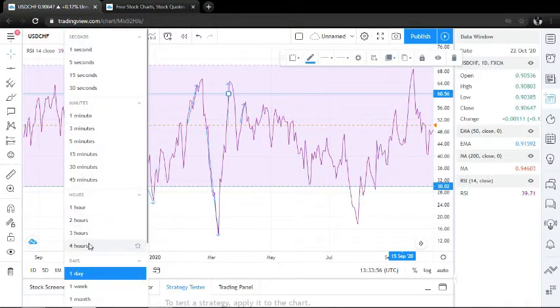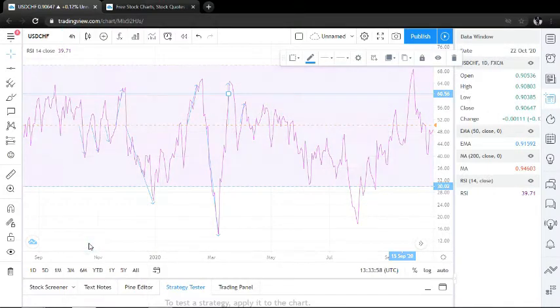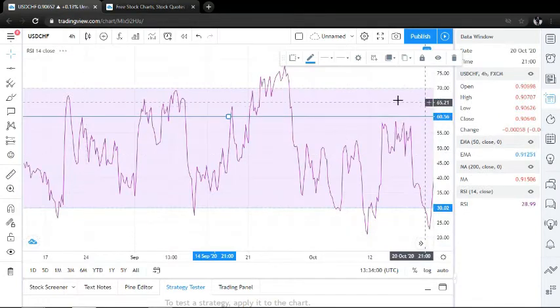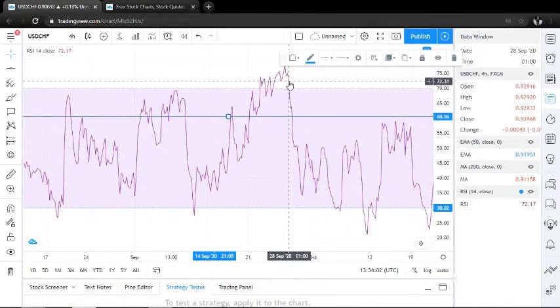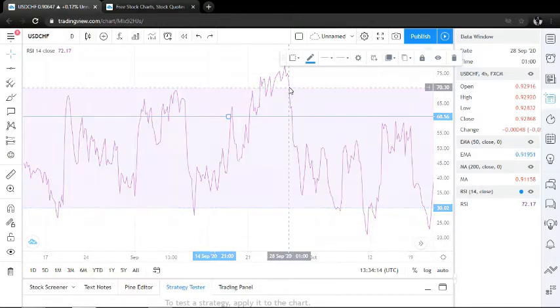For example, if we come down to 4 hour now. If you come to 4 hour, you would see this is the 70 range around here. Okay, but it's dependent on you. You can backtest as many times as you like to find something that you are comfortable with.